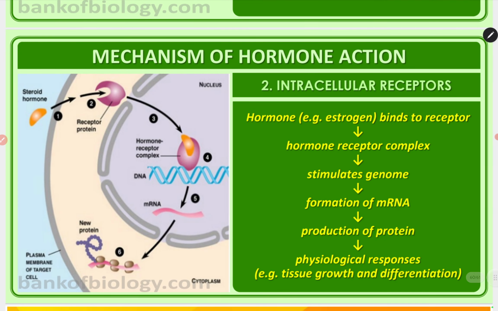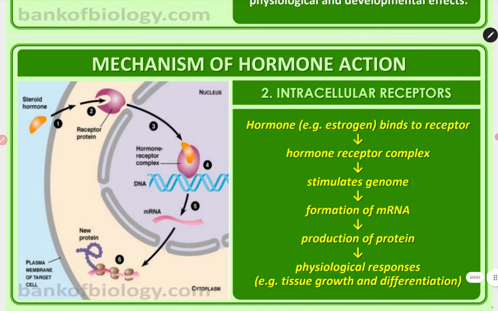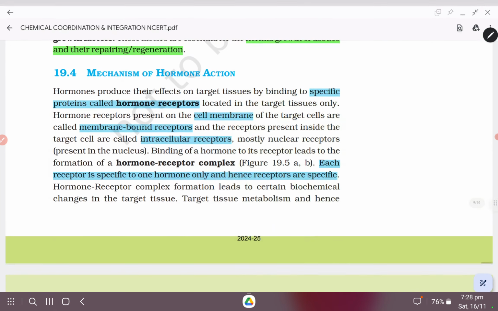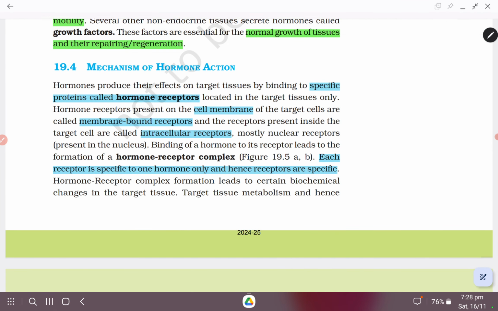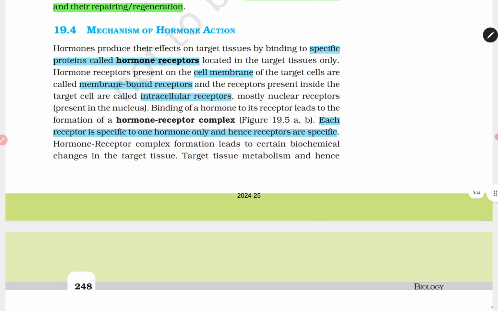See the way again the hormone binds to the receptor, hormone receptor complex occurs inside the nucleus, stimulates the genome, formation of mRNA, production of protein, then physiological response, for example tissue growth and differentiation occur. And with this PDF topic is covered. Let's see your NCERT. And after the NCERT topic, we will do the exercise. Discuss the questions of the exercise.